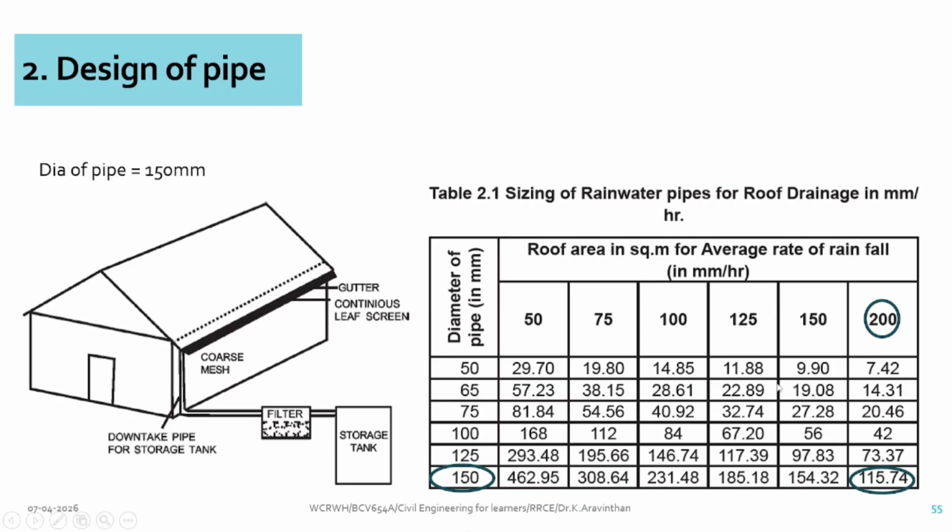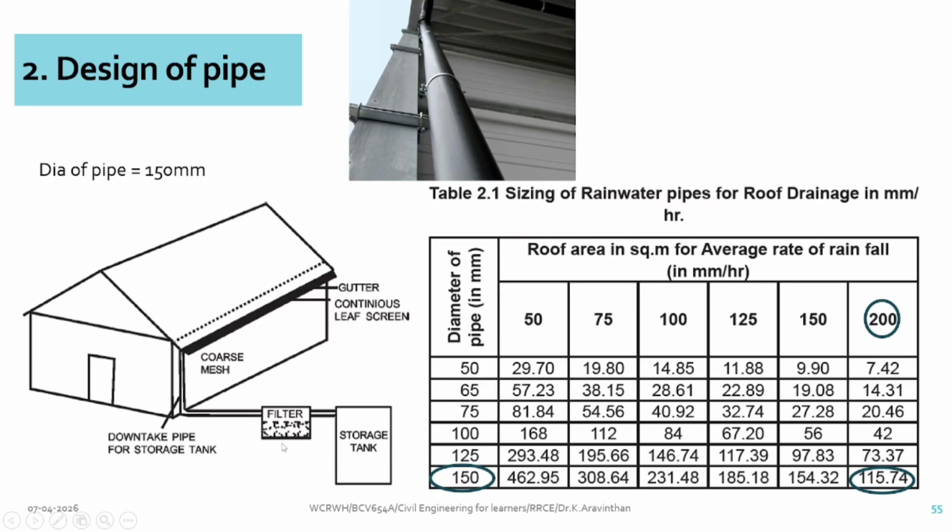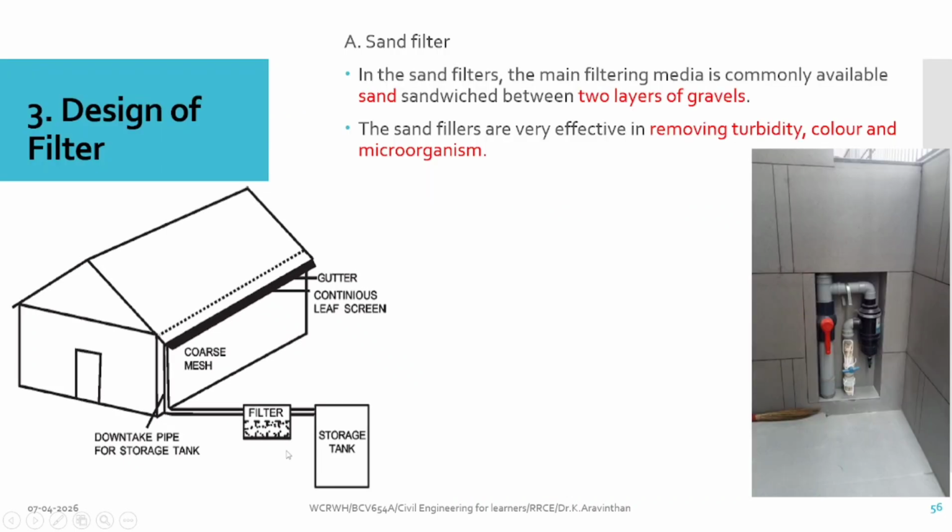So for this case, you will be getting 150 mm dia of pipe. So this pipe should be 150 mm dia. You can lay this pipe, and there is an elbow. You can take it to the filter. So next design is called filter. Like this, you have to connect through the gutter and take it to the ground.